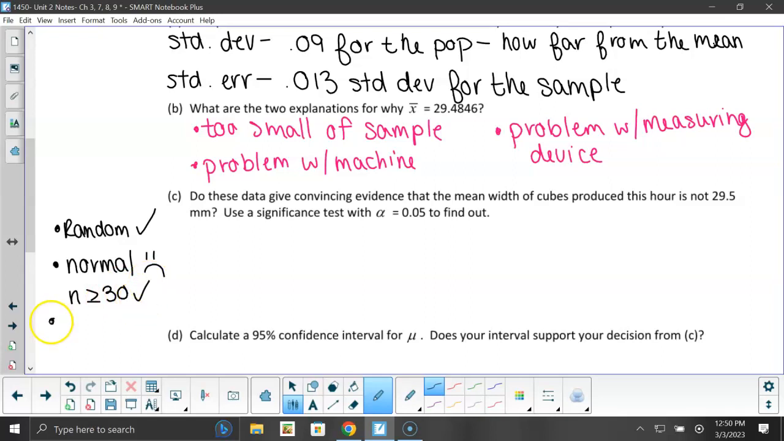And then last one, independence. Does it matter what the first cube is? Does it have any impact on the second cube? Nope. So we're good. Normal distribution failed, so we have to go large counts. 10% of the population, I mean, think about how many little ice cubes they're making. We've definitely cleared that one.